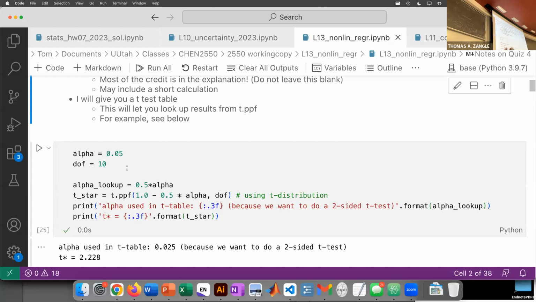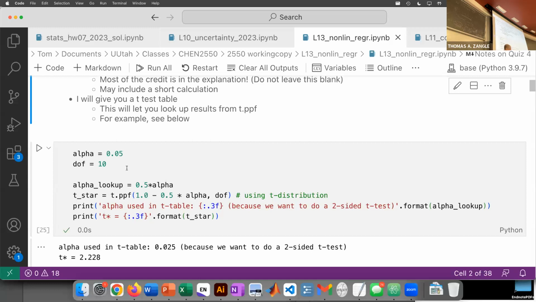And note that in here, I'm using a two-sided t-test. So I have this 0.5 times alpha, right? If I want to do this at a significance level of 0.05, I have to look for the value of the t-statistic at which I would have half of that significance level in the area outside the curve. So I have that 0.5 times alpha.